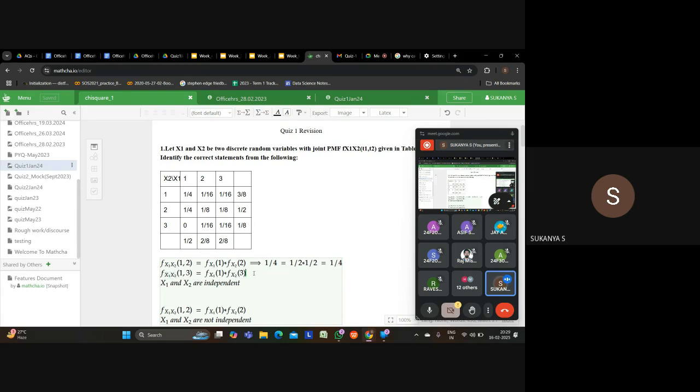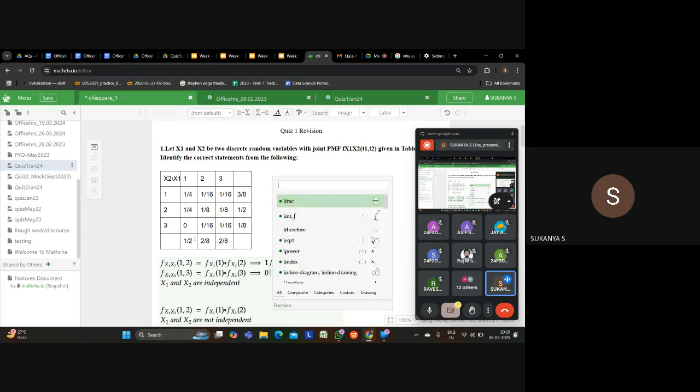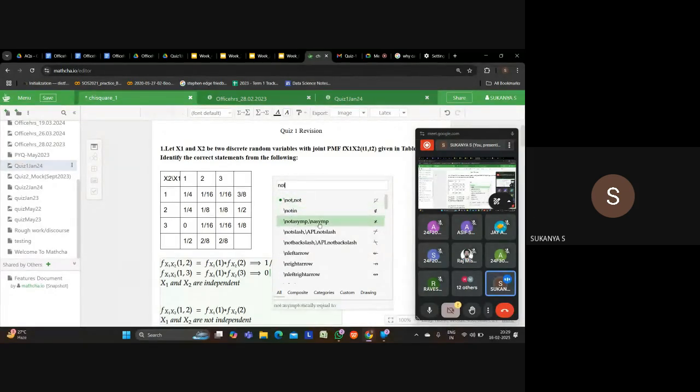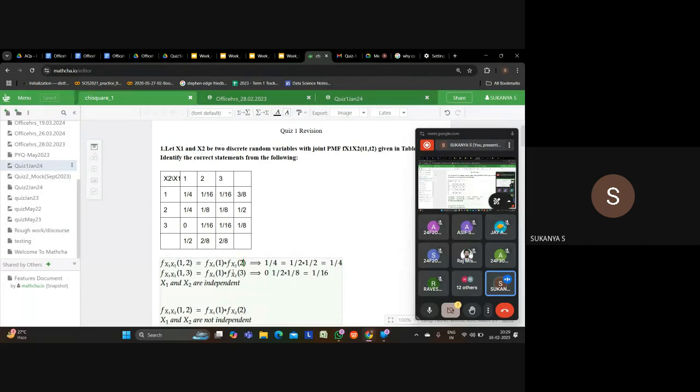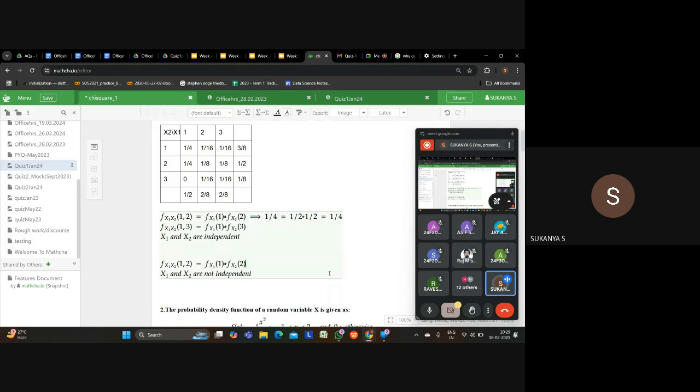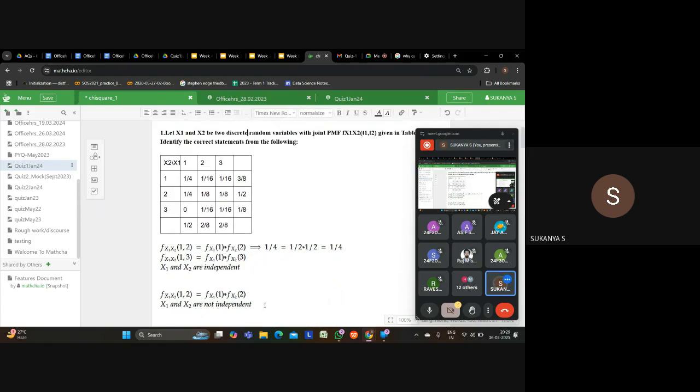What is f of 1 3? F of 1 3 is 0. Now this is not going to be satisfied. 0 should equal f of 1 into f of 3, which is 1 by 2 into 1 by 8. This is actually equal to 1 by 16, but it is not equal to 0. So this is not satisfied, but there are cases which can be satisfied also. Okay, this is wrong. It doesn't imply this. Good with this question? Any doubts here? I guess it's a very easy question to start with. All of you are good?